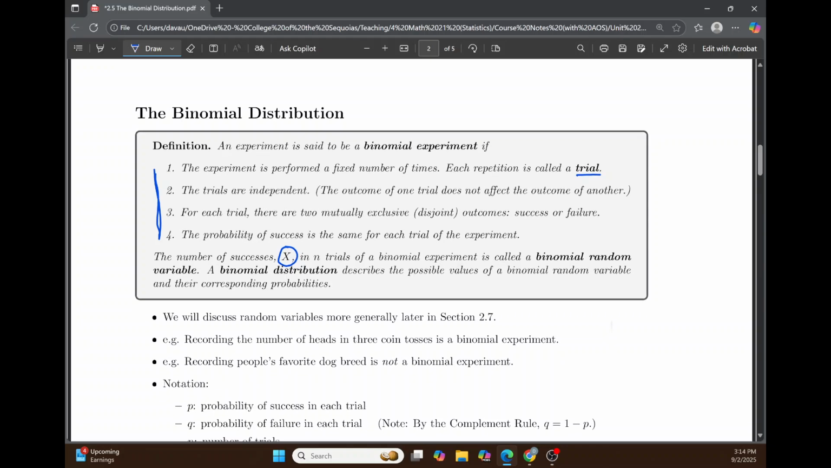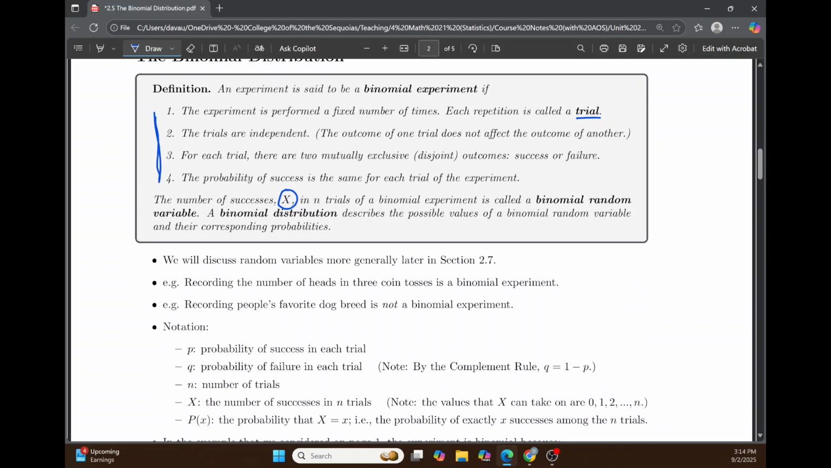Okay, so for example, recording the number of heads in 3 coin tosses is a binomial experiment. You have a fixed number of trials, 3. The trials are independent. Every time you flip the coin, the probability of tossing heads is the same. For each trial, there are 2 mutually exclusive outcomes, heads or tails. And if we're counting heads, then we would consider heads success and tails failure. And then the probability of success is the same for each trial. So that's a binomial experiment.